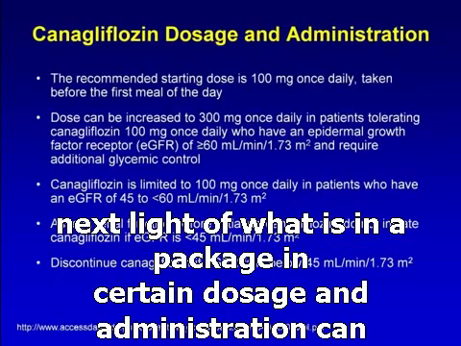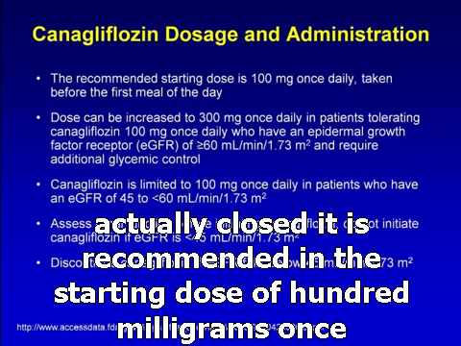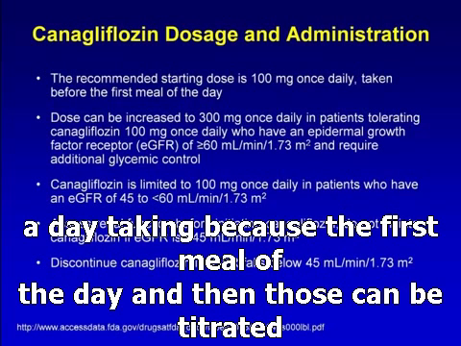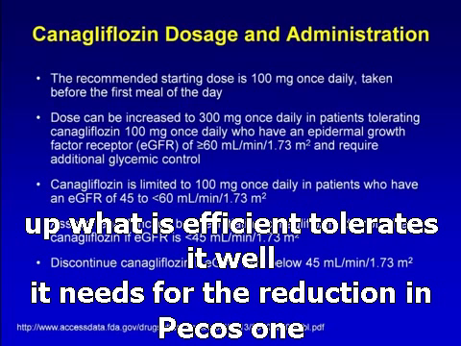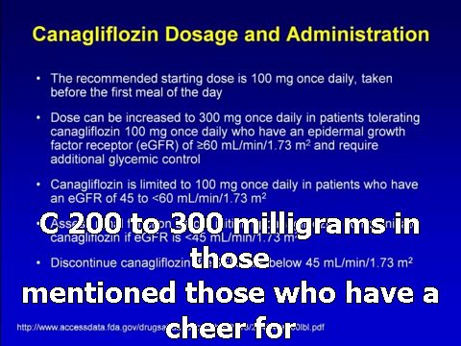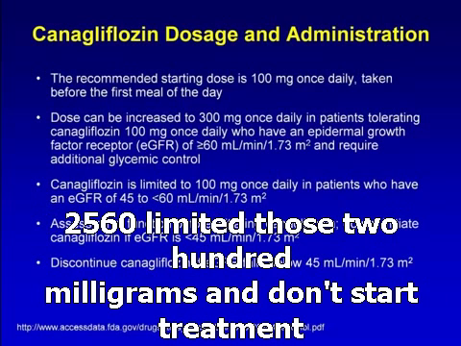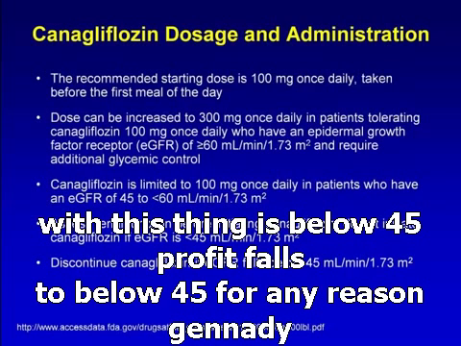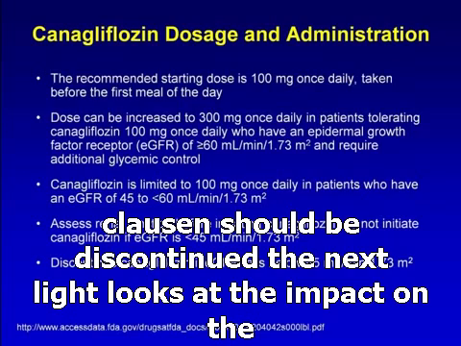Here's an example on the next slide of what is in a package insert on dosage and administration. Canagliflozin is recommended in a starting dose of 100 milligrams once a day, taken before the first meal of the day. And then the dose can be titrated upwards from 100 to 300 milligrams as the patient tolerates it well and needs further reduction in glucose or A1C. In those, as I mentioned, who have a GFR of 45 to 60, limit the dose to 100 milligrams, and don't start treatment with this drug if the GFR is below 45, or if it falls to below 45 for any reason, canagliflozin should be discontinued.